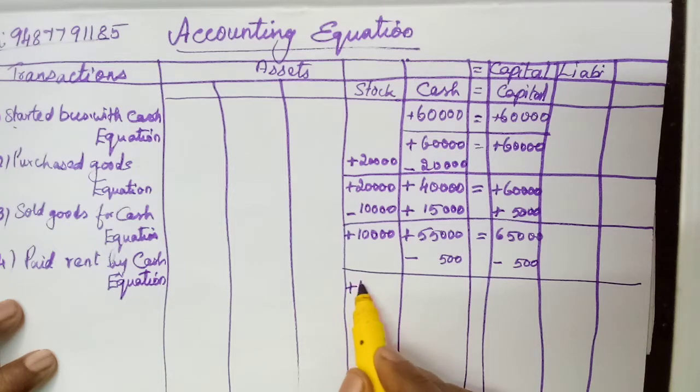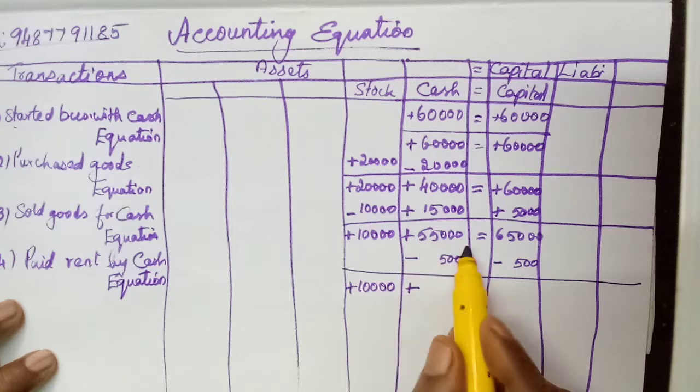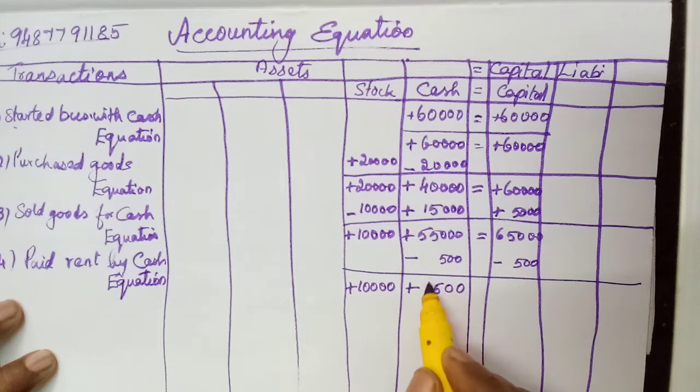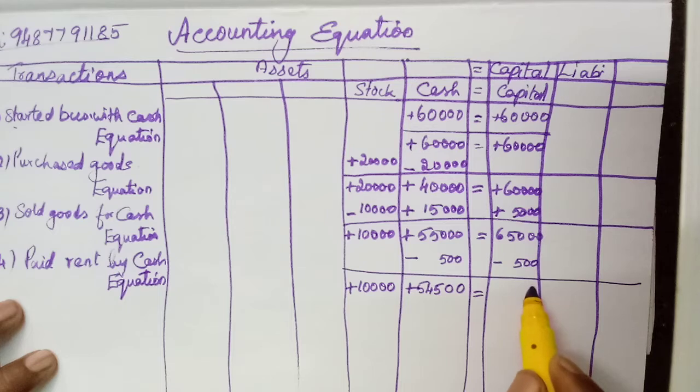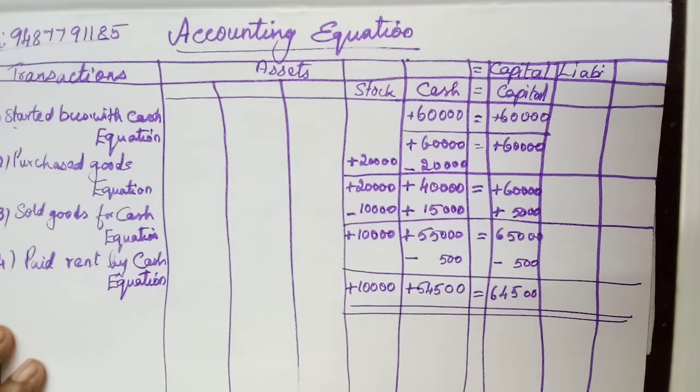Okay, so plus 10,000, then here we should reduce, isn't it? 10 minus 5 is 5, so 54,500 is equal to 10 minus 5, remaining 4, 64,500. You check: 54,500 plus 10,000 is 64,500. So we have got the answer correct. Okay, now we will see the next illustration.